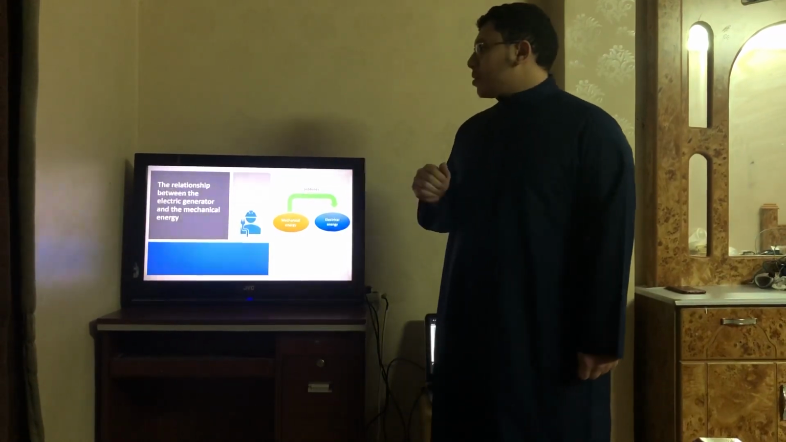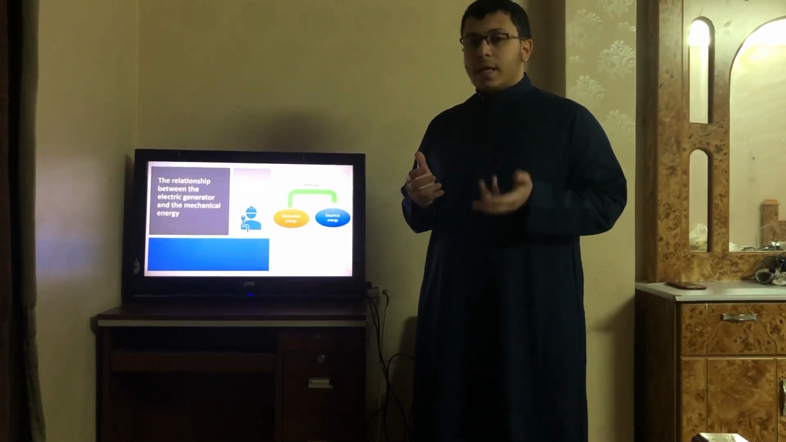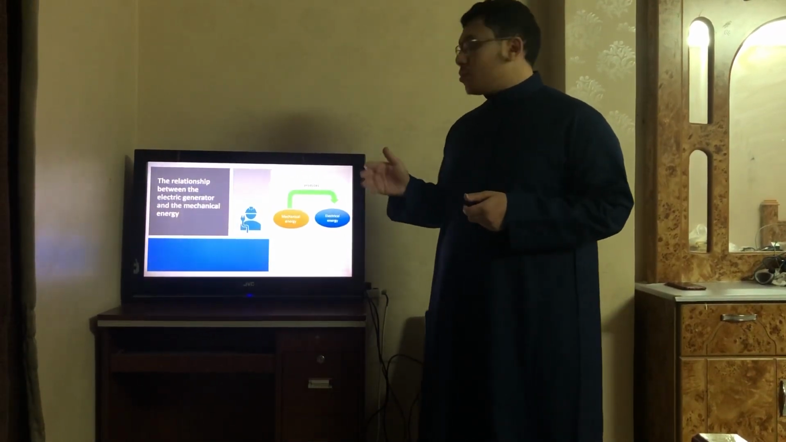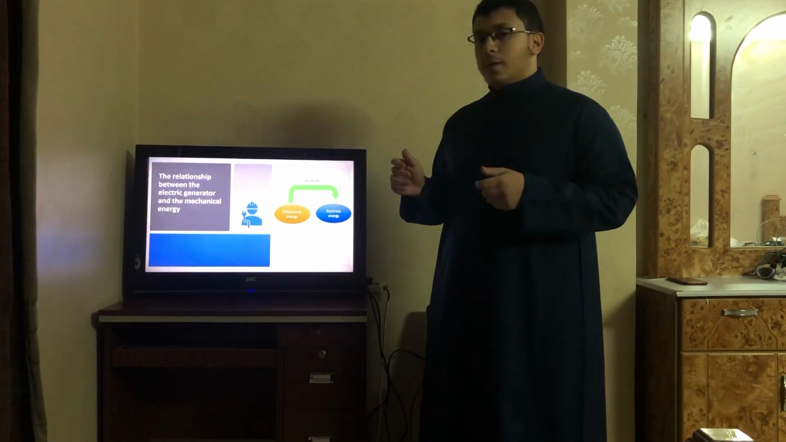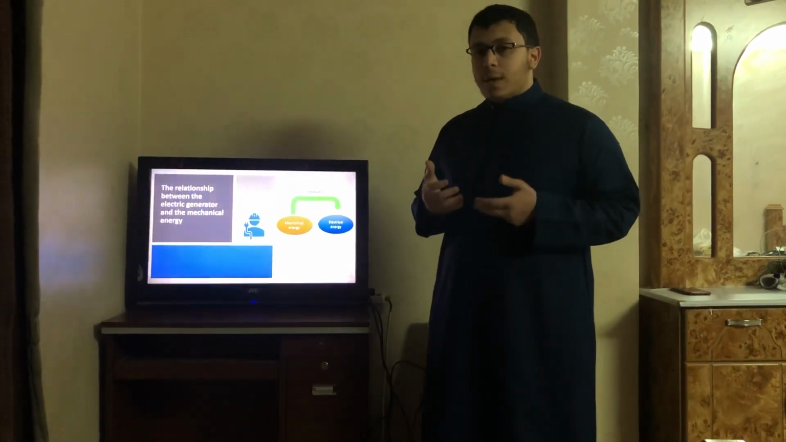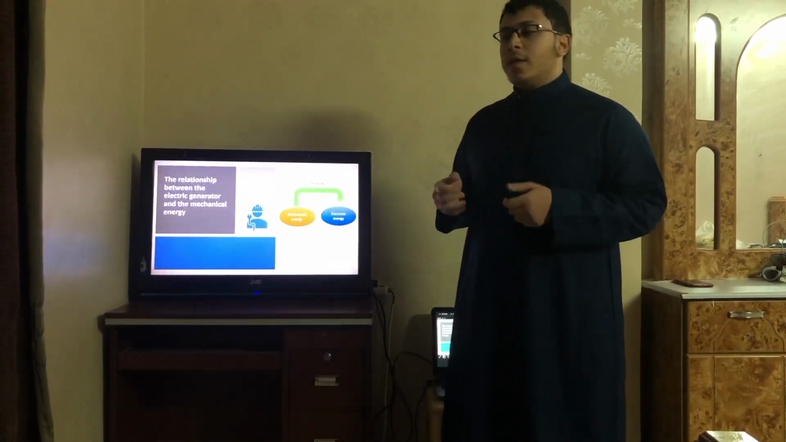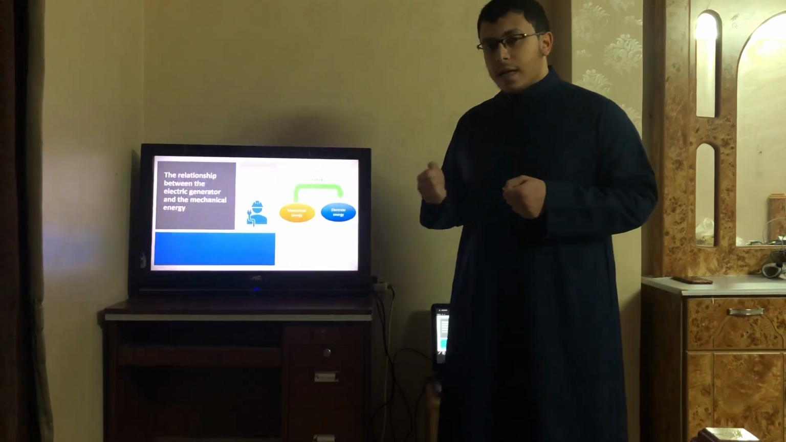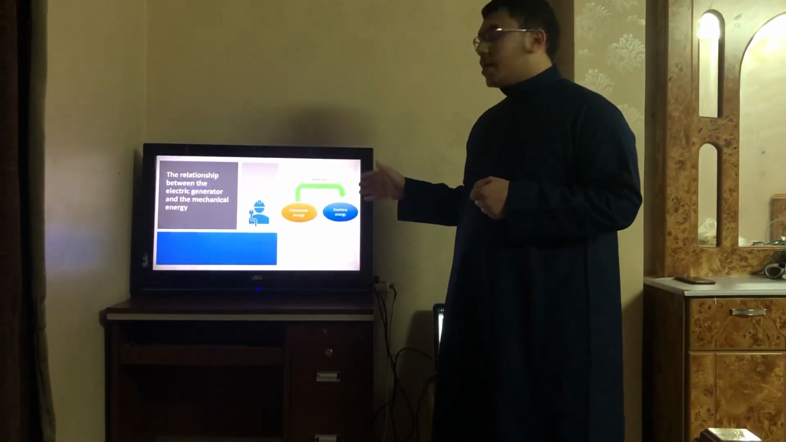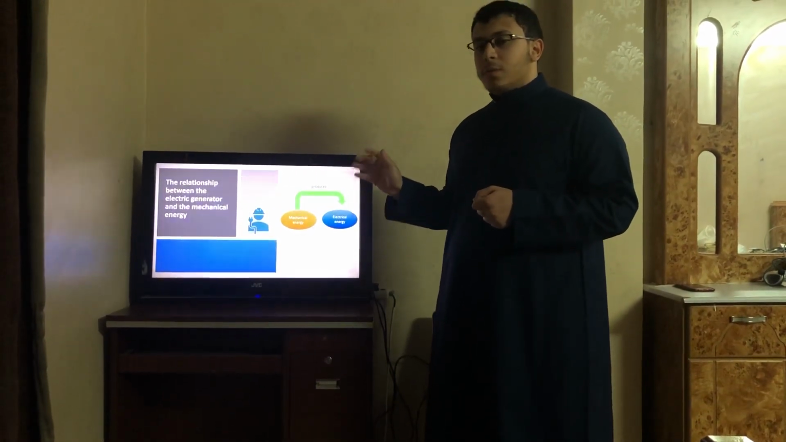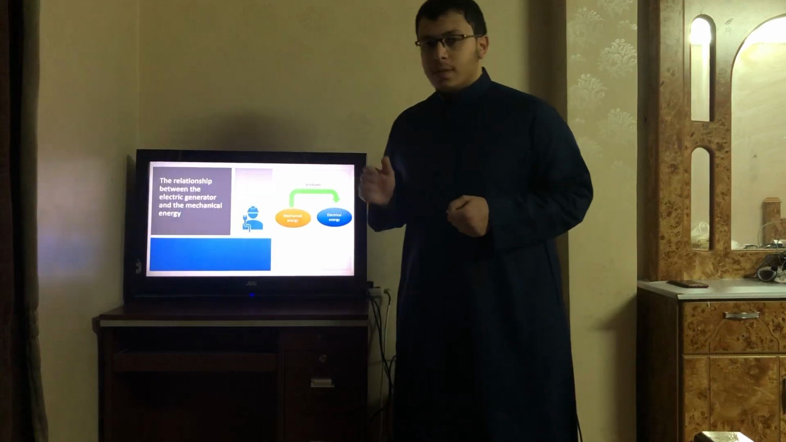The relationship between the electric generator and mechanical energy. There is a strong relationship between the electric generator and mechanical energy, because mechanical energy is used in order to produce electricity in the generator. To produce a practical amount of electricity to be used in our daily life, we need a consistent and strong force which is able to rotate the wires inside the generator. And this power comes from mechanical energy. Mechanical energy produces a rotation speed fast enough to produce a strong electrical current.